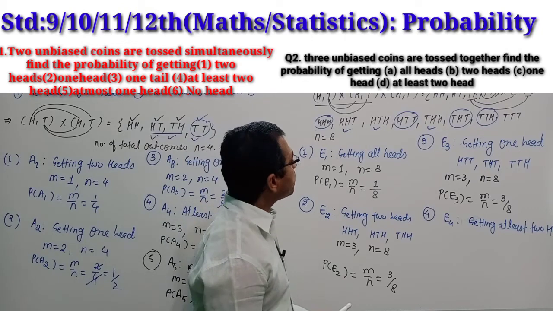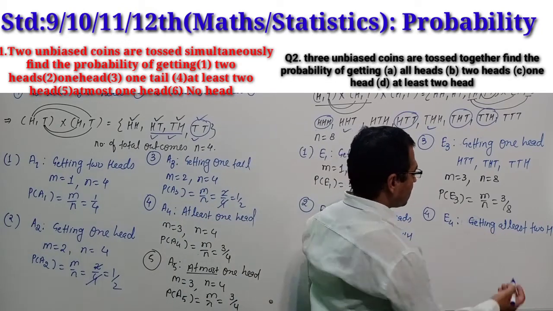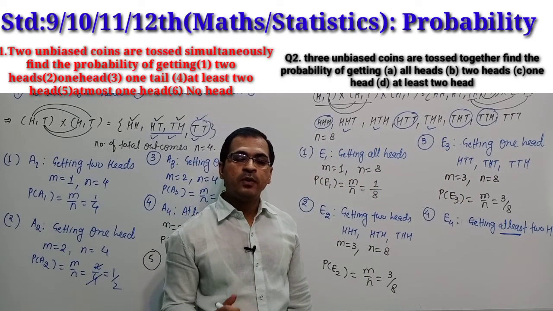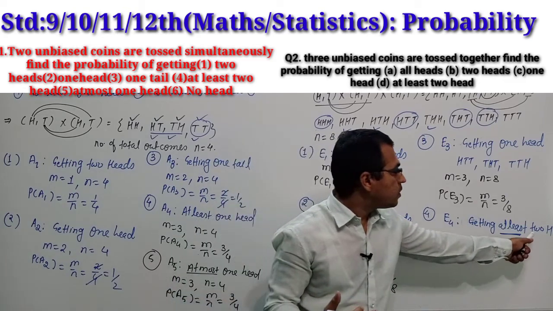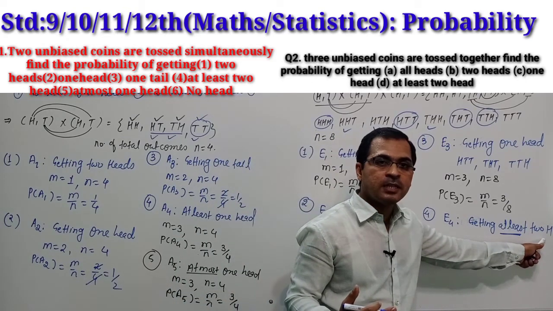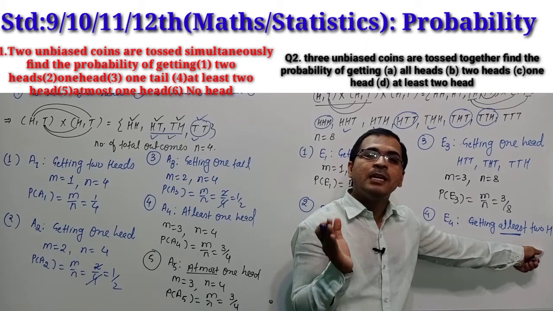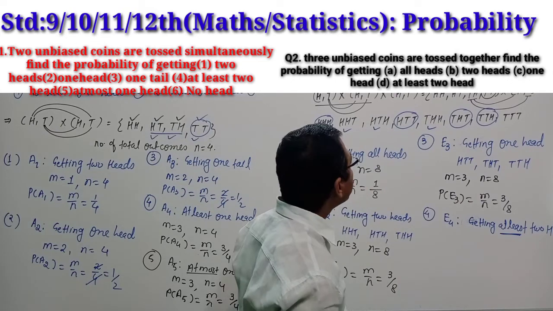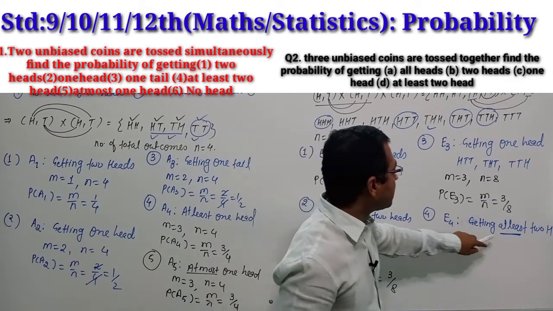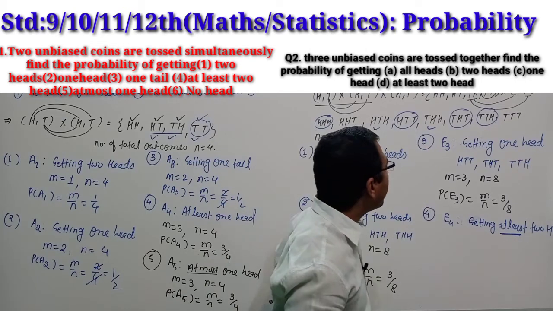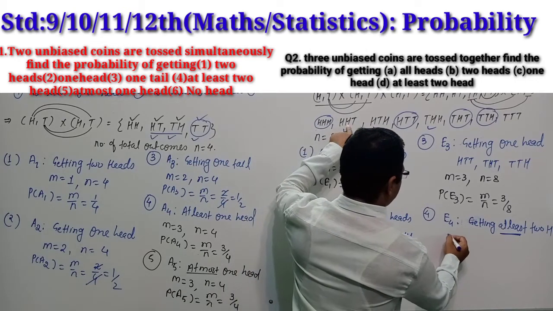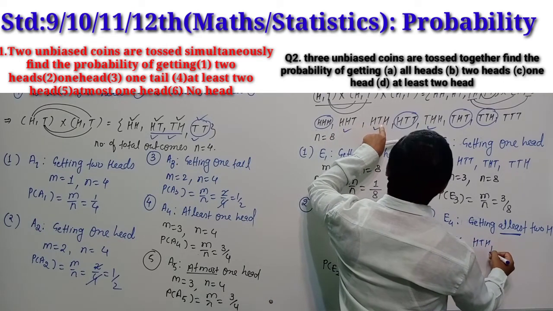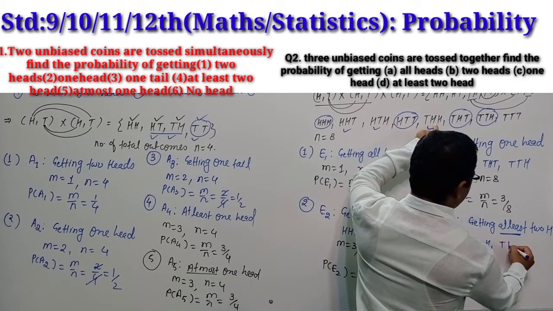So students, first of all, what is the meaning of at least? At least means minimum. It will be okay if you are getting more than two, right? At least two heads means two heads should be there in that event. If you are getting more than two heads, it will be okay. So first of all, write down all the events that have at least two heads. So in this event, two heads: head, head, tail. And here is head, tail, head. Here is tail, head, head.